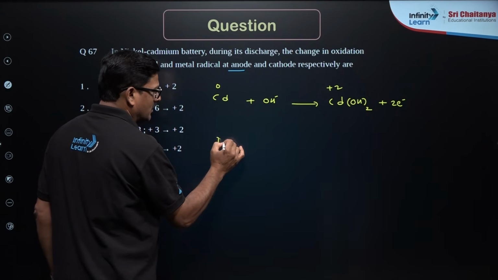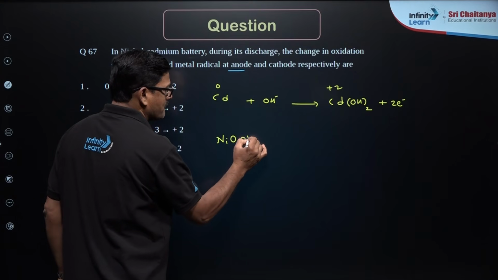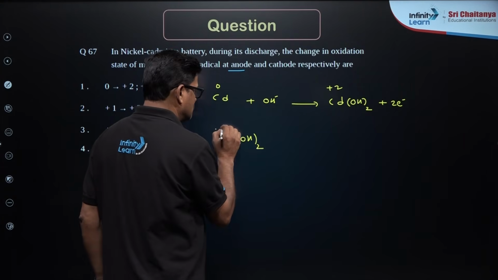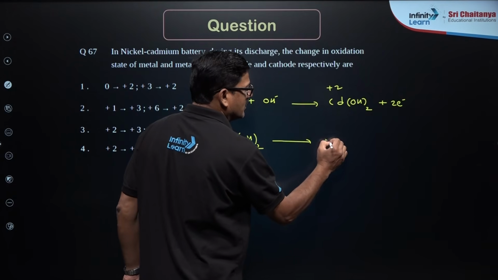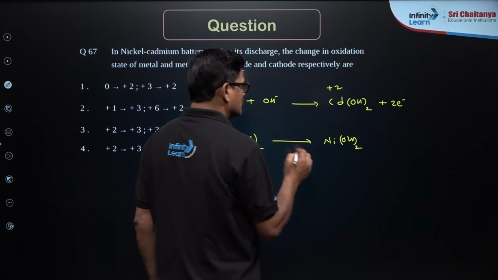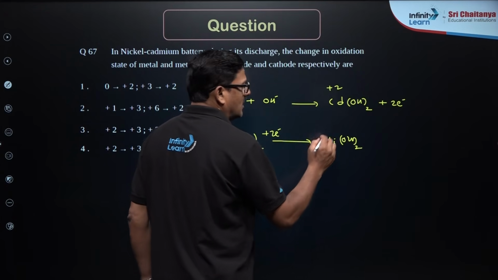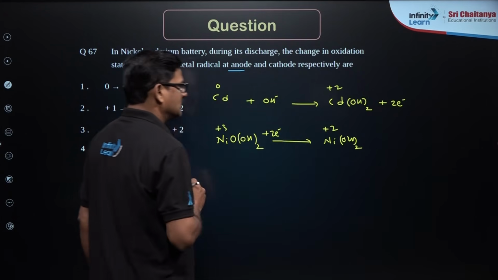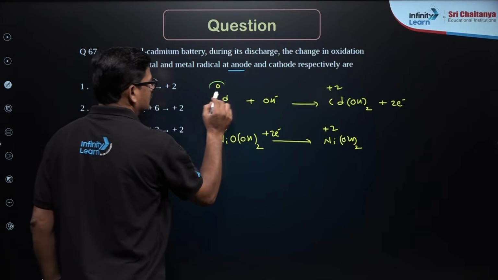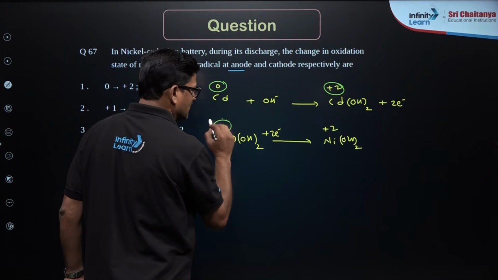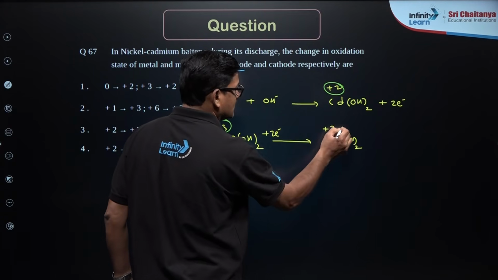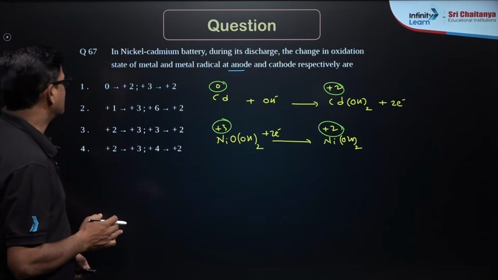At the cathode, nickel in the plus 3 oxidation state is going to give nickel dihydroxide, taking 2 electrons, and it becomes nickel 2 plus. So at the anode, 0 oxidation state to plus 2 oxidation state, and at the cathode, plus 3 oxidation state to plus 2 oxidation state is going on.